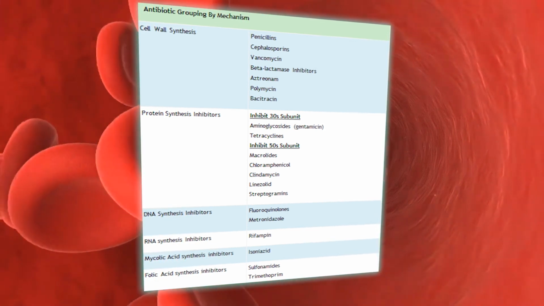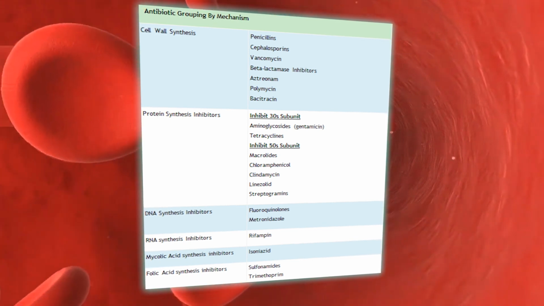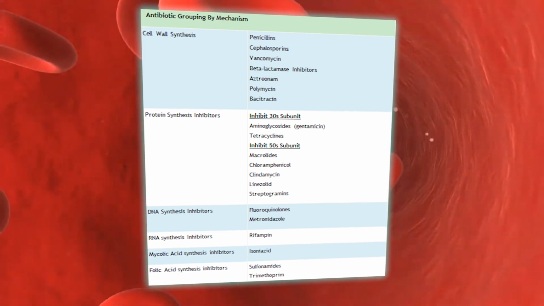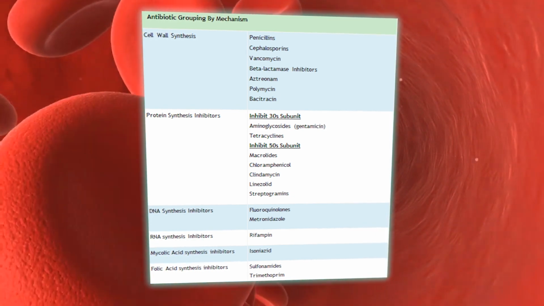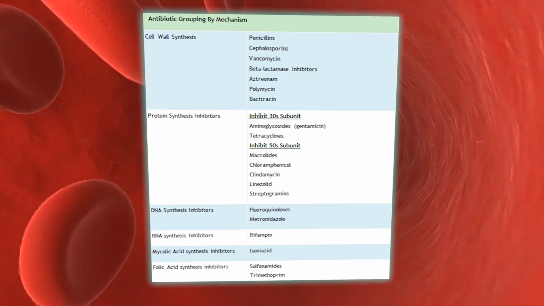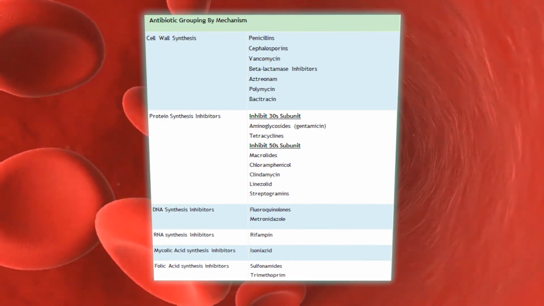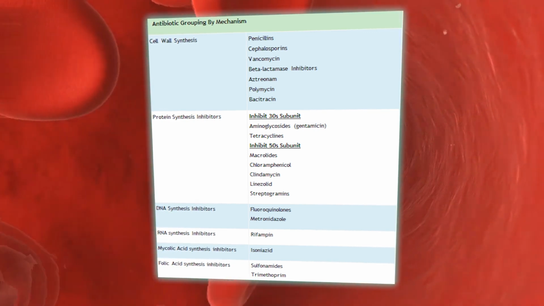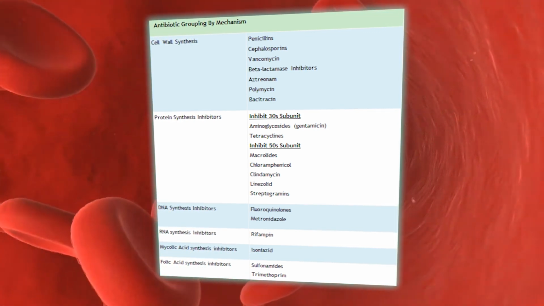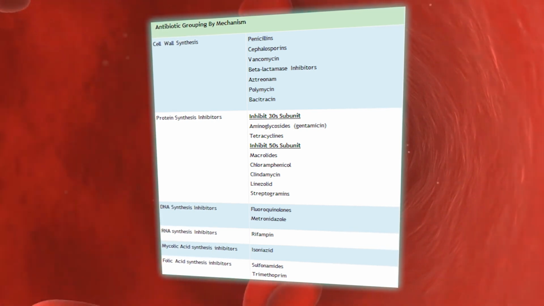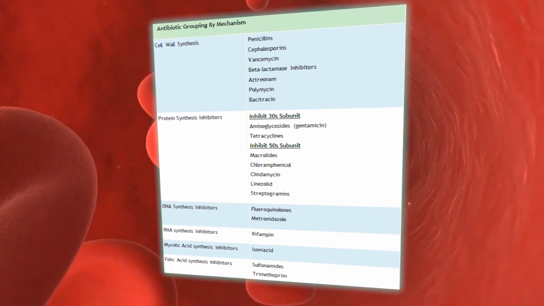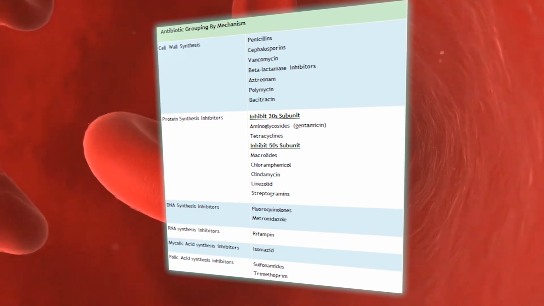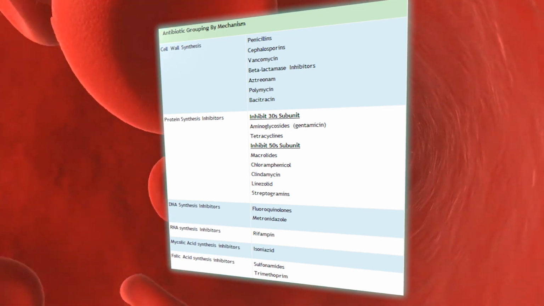So cell wall synthesis can be affected by a number of antibiotics such as penicillins, cephalosporins, beta-lactamase inhibitors, and others. Protein synthesis inhibitors include aminoglycosides, tetracyclines, macrolides, chloramphenicol, clindamycin. DNA synthesis inhibitors include fluoroquinolones, metronidazole. RNA synthesis inhibitors include rifampicin. Mycolic acid synthesis inhibitors include isoniazid, and folic acid synthesis inhibitors include sulfonamides and trimethoprim.